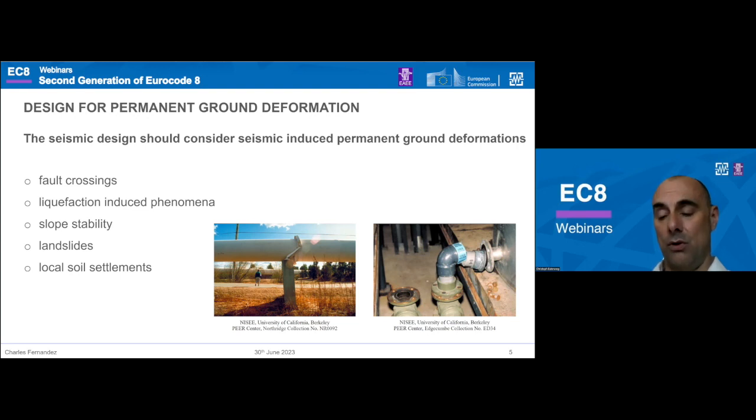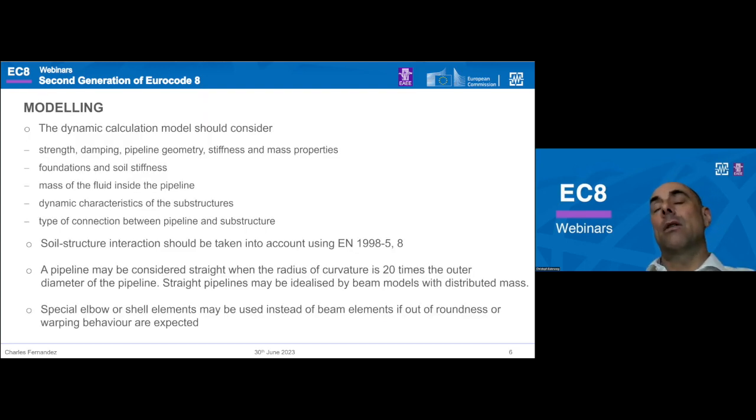So we saw it during the last flooding events. So even in Germany, we had a lot of problems with landslide-induced soil settlements, and this is something that we have to consider. So here the figures are showing the effects of such differential displacements due to permanent ground deformation. So the question is arising how we can model the above ground pipelines.